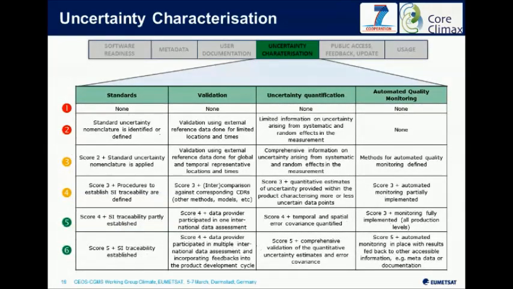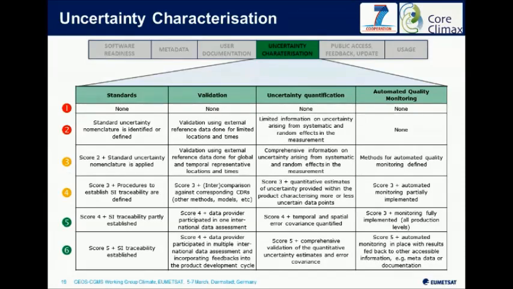And the next category is uncertainty characterization. There, basically, some standards are identified or developed for validation and characterizing the uncertainty. And the highest score one can get is when the standards are followed, and then a site traceability to the measurements of the data set is established. And then how well the validation is done, whether it's limited to some locations, or it's a global validation.